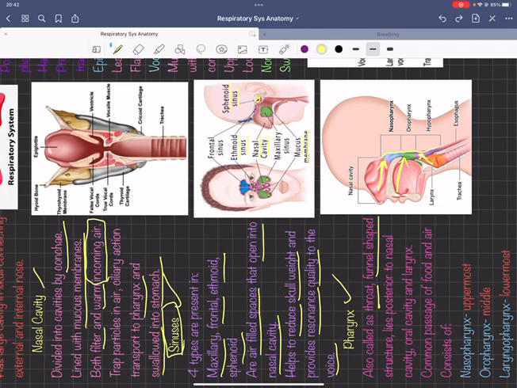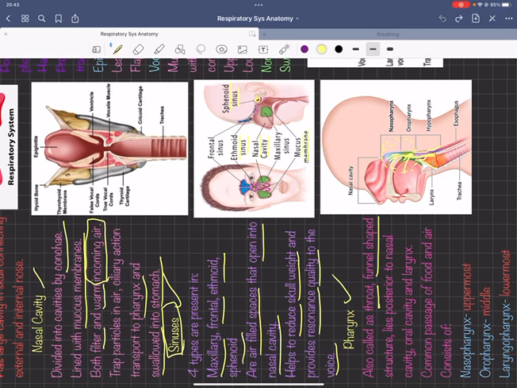In this picture, this is the pharynx, and from here begins the larynx, and here is the esophagus. So this area as a whole is the pharynx, and in this particular area both the airway and the food passage are connected with one another. So this is known as the common passage of food and air.